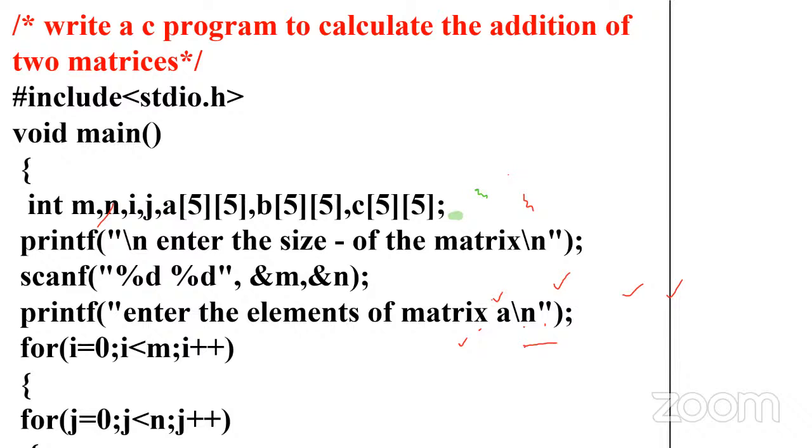Yes, next: for i equal to 0, i less than m, i plus plus, j equal to 0, j less than n, j plus plus. What is this for? Enter the matrix A values. What are you entering? Enter the matrix A values. Suppose you are entering a matrix, for example 2 3 4 5 6 1. This is for matrix A being entered. Matrix A values are entered with this loop.